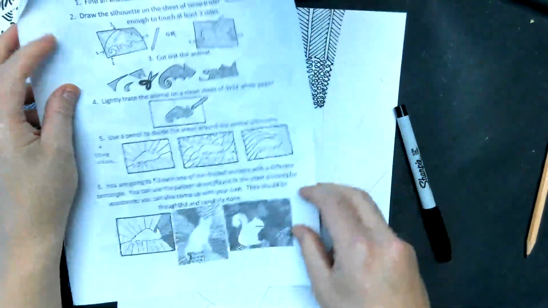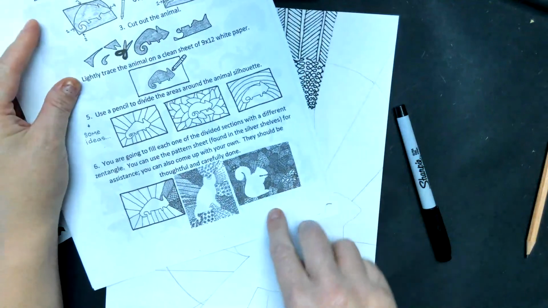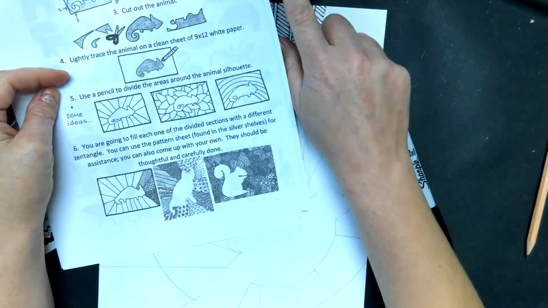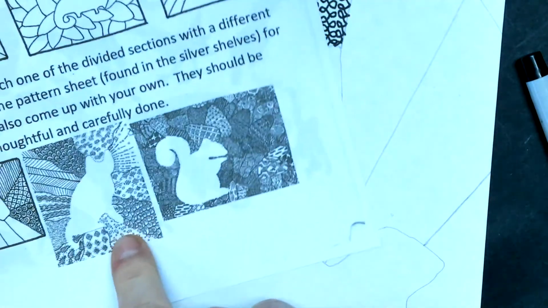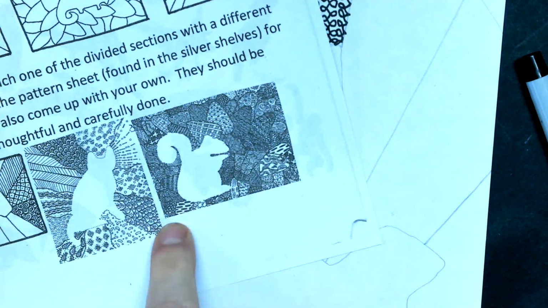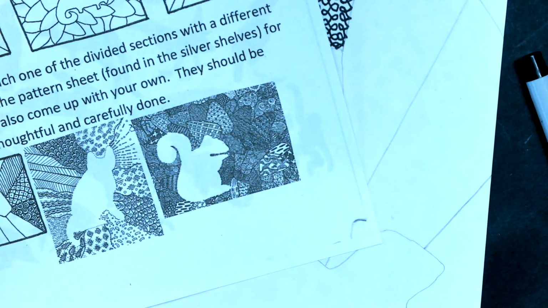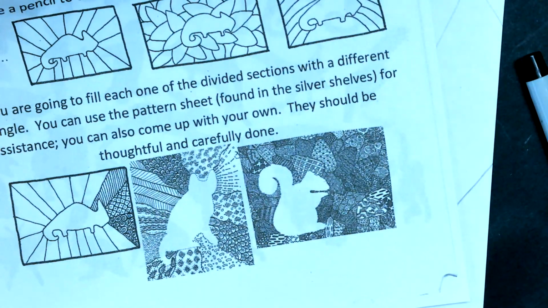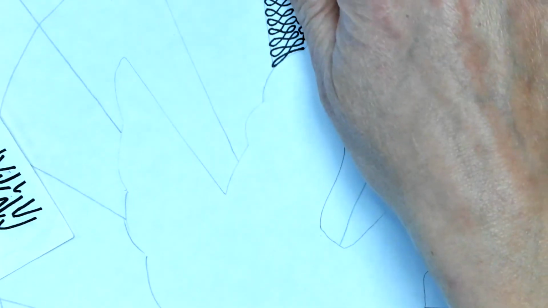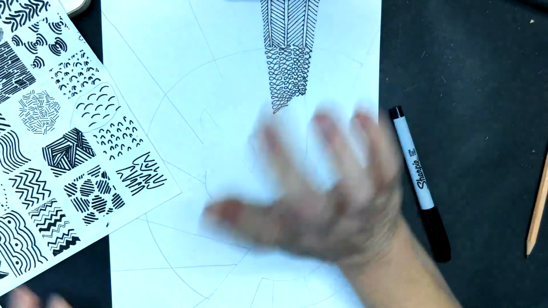And then you're going to erase all your pencil. So, for example, here is one that one of our students did with a squirrel. Here's one with a cat. And you can see how everything has its pattern and creates that background. All right. I look forward to seeing what you guys create. Bye.